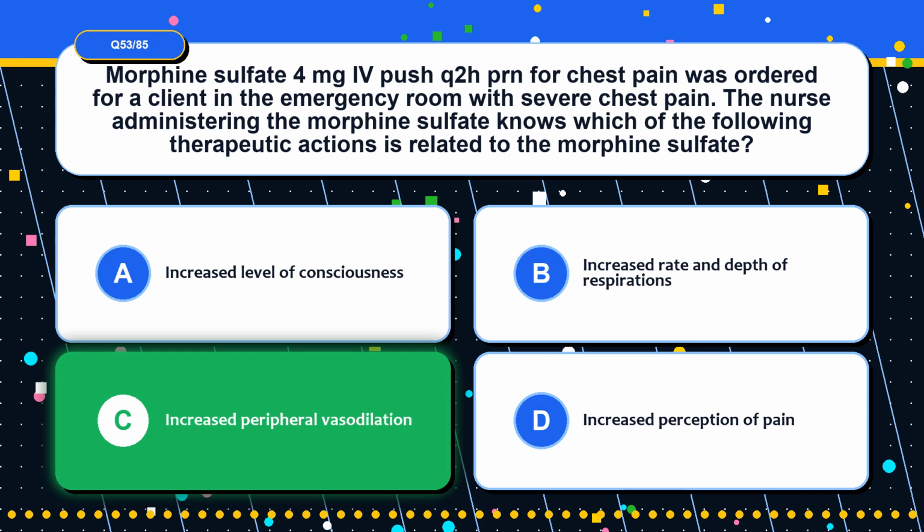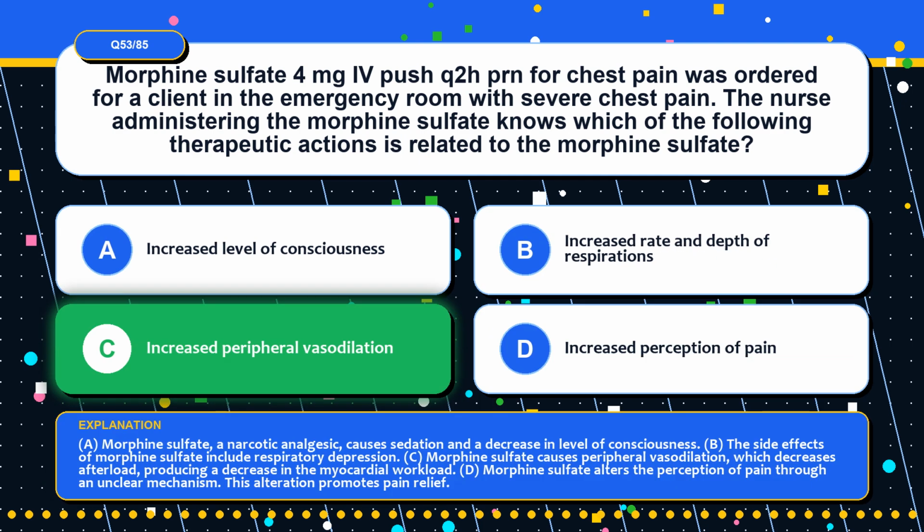The correct answer is option C. Increased peripheral vasodilation. A. Morphine sulfate, a narcotic analgesic, causes sedation and a decrease in level of consciousness. B. The side effects of morphine sulfate include respiratory depression. C. Morphine sulfate causes peripheral vasodilation, which decreases afterload, producing a decrease in the myocardial workload. D. Morphine sulfate alters the perception of pain through an unclear mechanism. This alteration promotes pain relief.